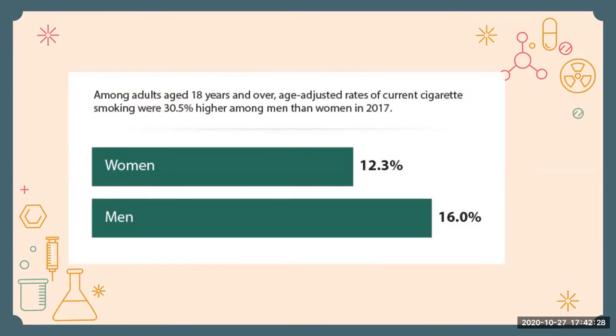Among adults aged 18 and over, age-adjusted rates of current cigarette smokers were higher among men than women in 2017. So women smoke less than men, but it's still at a high rate. Men at 16.0%, women at 12.3%. Next slide.